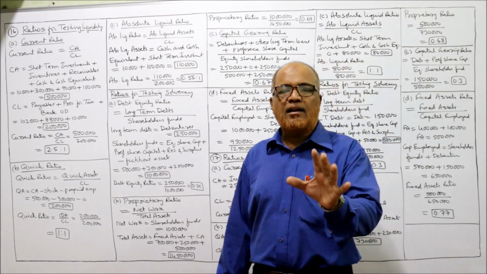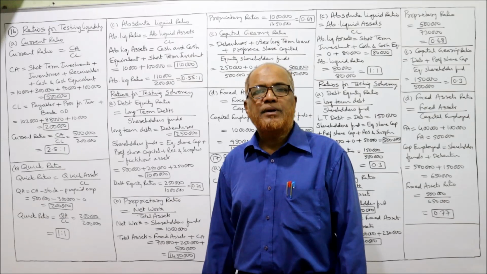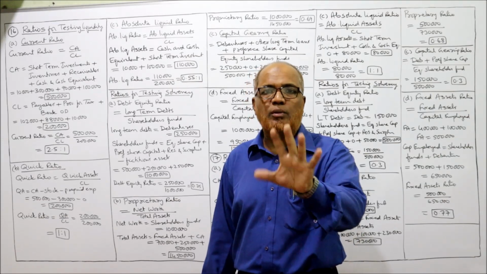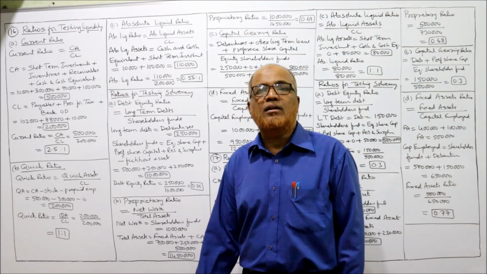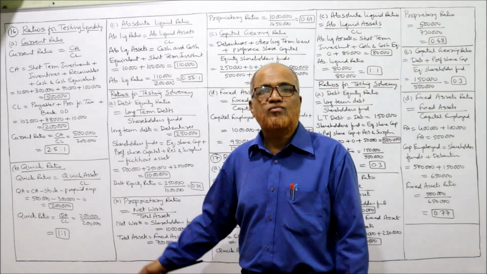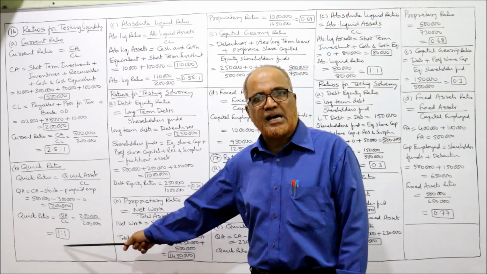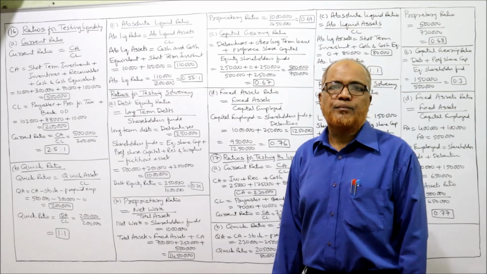That means the ideal ratio, the standard quick ratio is 1:1. That means if the quick ratio is 1:1 or more, it will be better. It should not be less than 1. If it is less than 1, then the liquidity position of the business is not good. But here it is 1. So we can say the liquidity position is satisfactory. It is the ideal ratio.